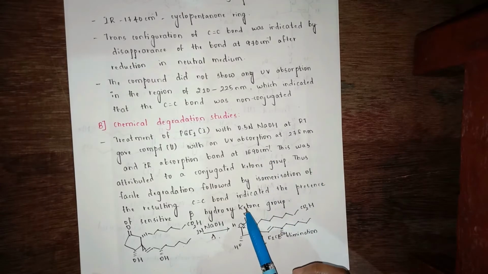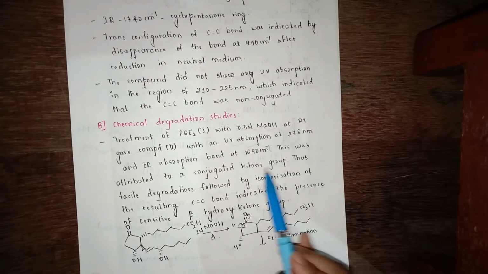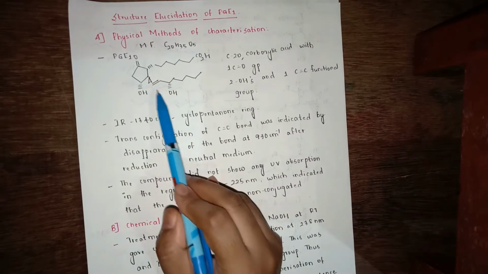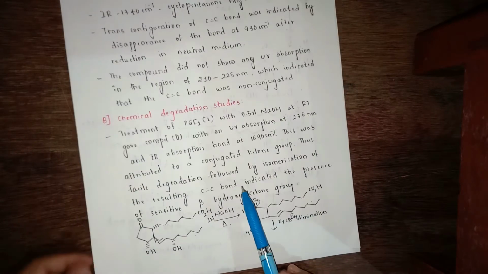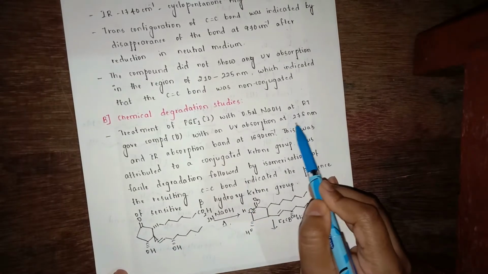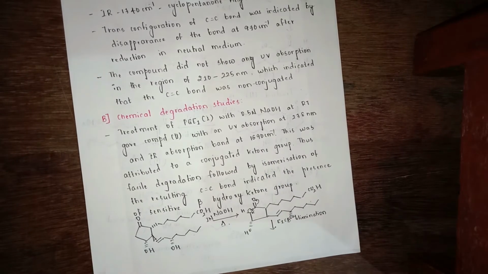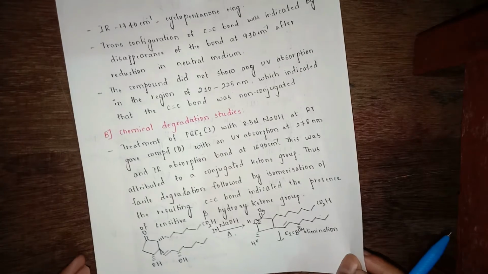Now this would be attributed to the conjugated ketone group, 278 nanometer, whereas in the previous structure there is no conjugated ketone group present. So in this particular degradative study, I need to account for 278 nanometer and 1690 per centimeter. So what we are going to do over here, we are going to pick up PGE1, which is going to react with NaOH, and further we will be trying to look at the degradative studies.